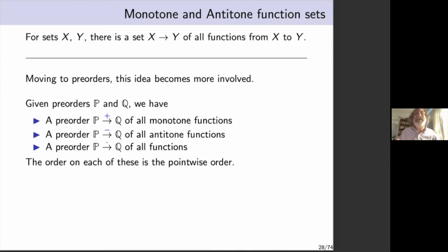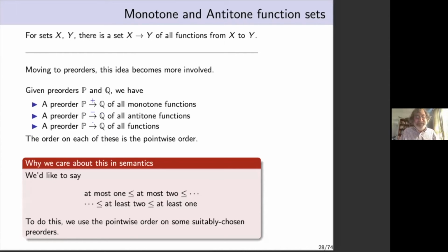Just the point that I'm making is that we now split this idea of function space into three flavors. And the reason that I want to do this is because I would like to do things in semantics like, at most one is less than at most two, or at least two is less than at least one. This will be easier to understand.